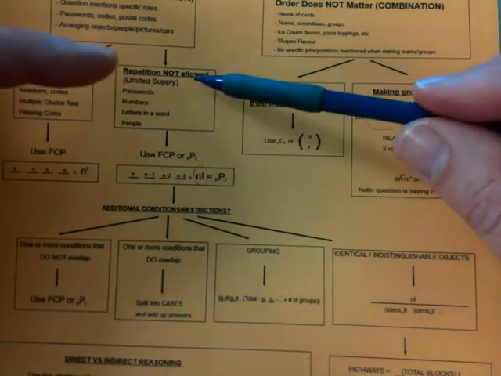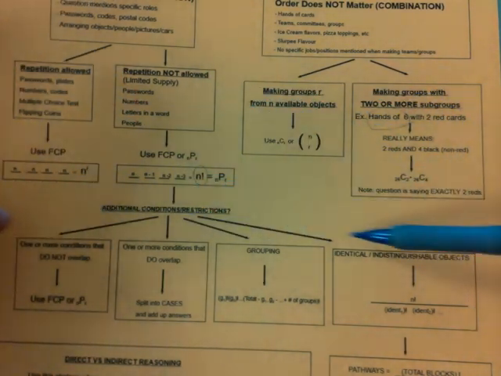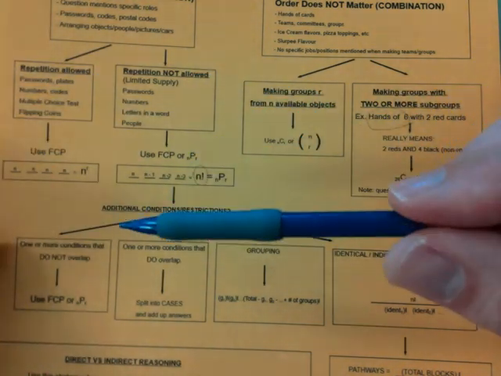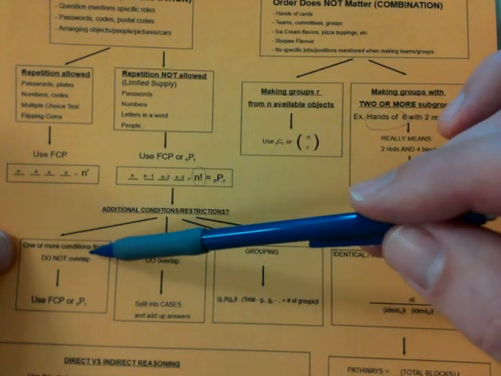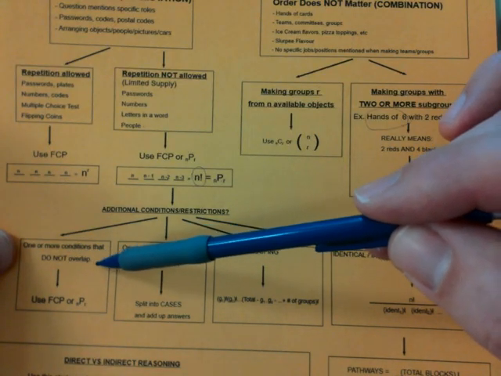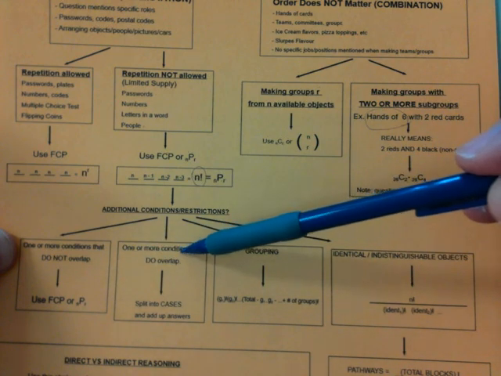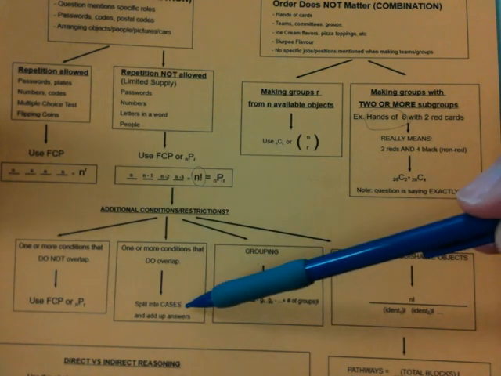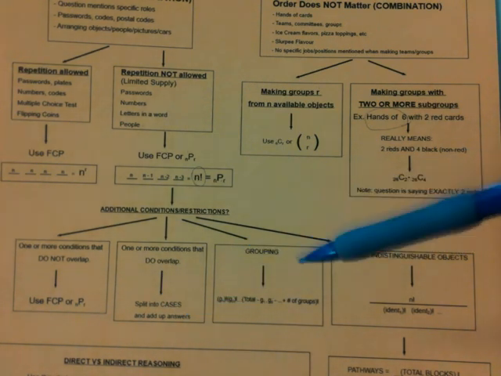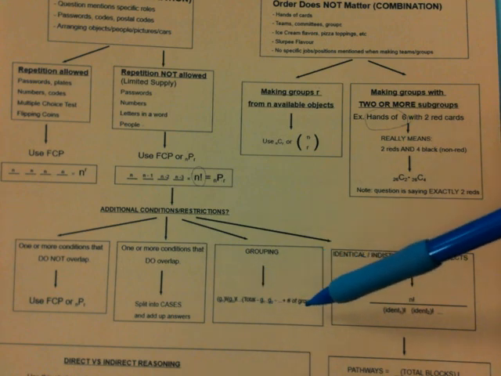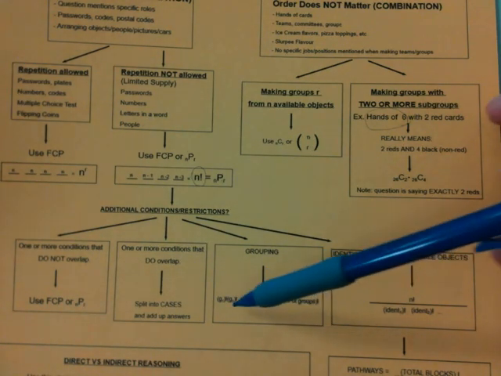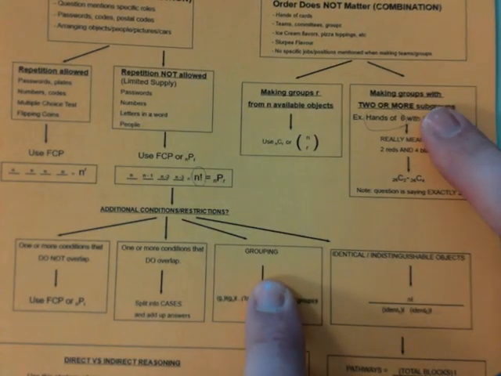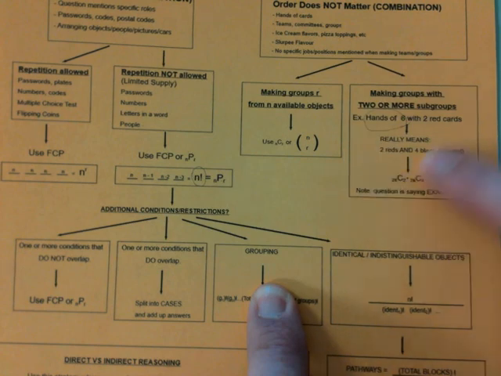When you follow this branch, there are a bunch of things that were covered under it. We have one or more conditions that overlap, or do not overlap, sorry. If conditions overlap, or if it's saying starts with this or that, you have to split it into cases. Grouping, this is when you group them in a line. I was just thinking, hey, there's grouping here and grouping there. What's up with that, Mr. Erickson? You said grouping is always combinations.